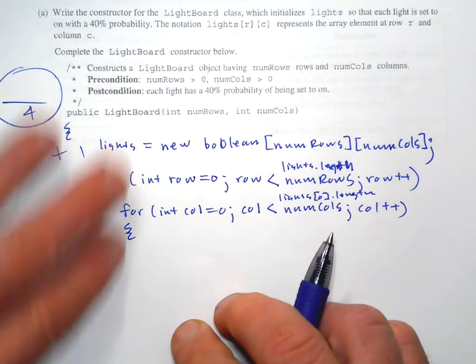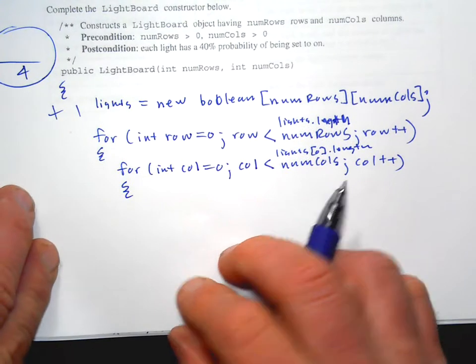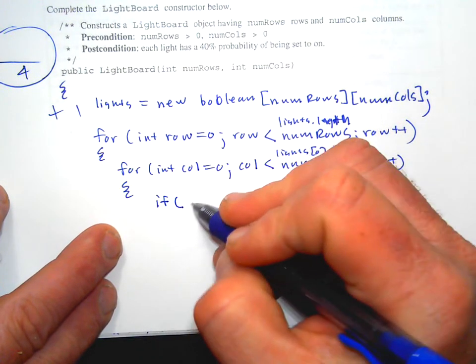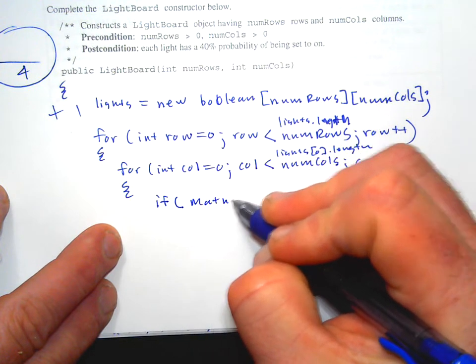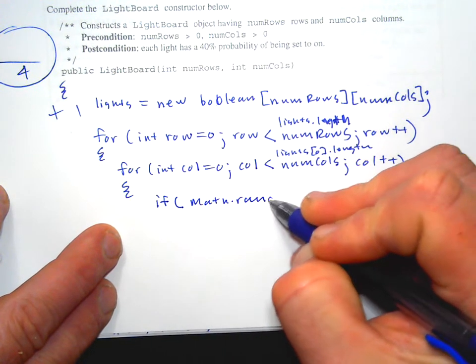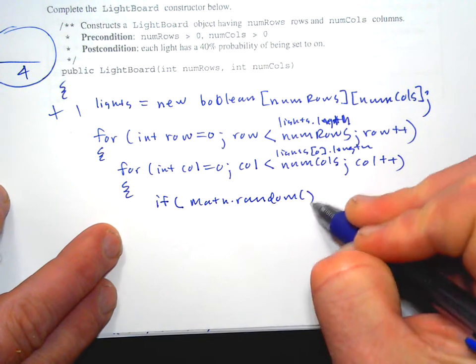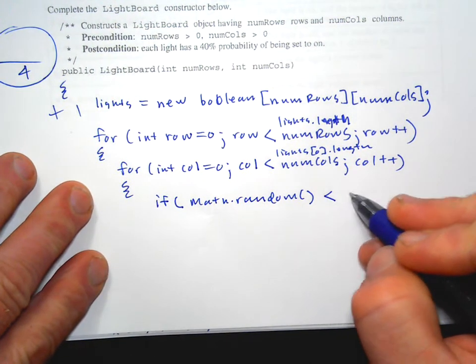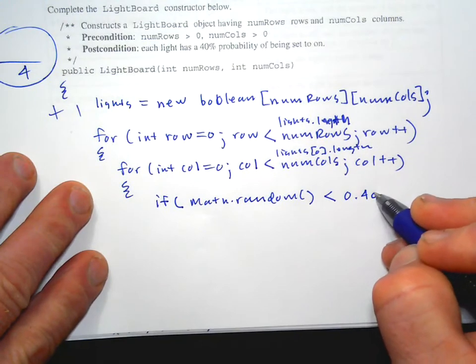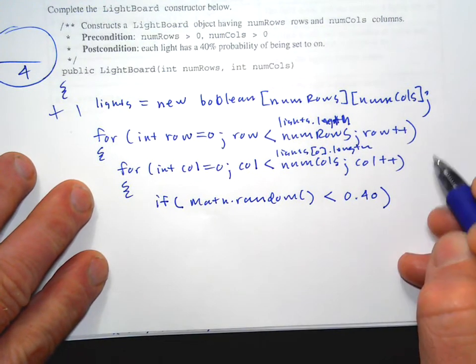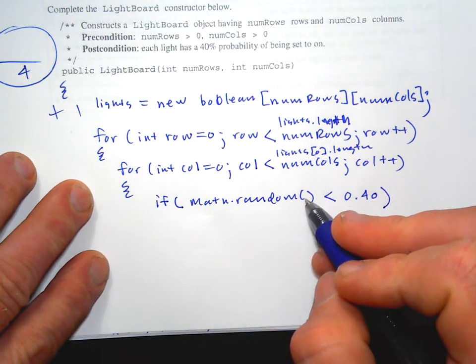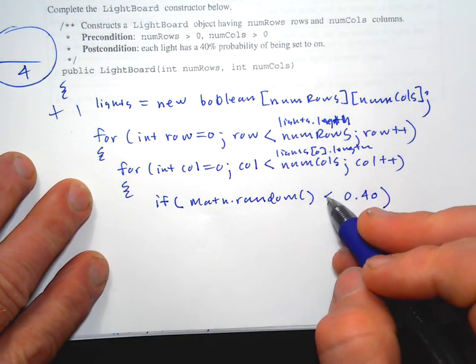Now, for each of these, we definitely need to check something. So we could do Math.random, and we could just use the double value that Math.random calculates and say, well, if it's less than 0.40, that would be a 40% probability, seeing as Math.random can give you 0.